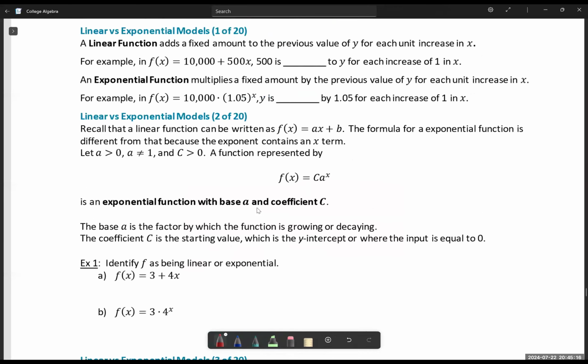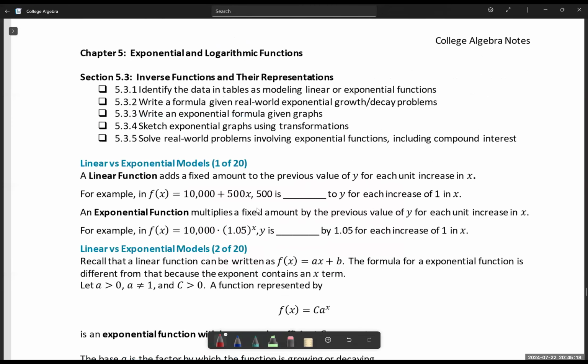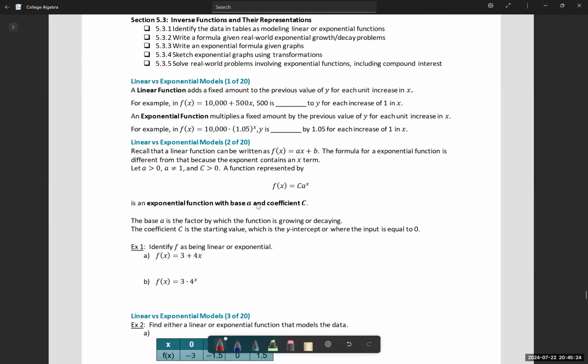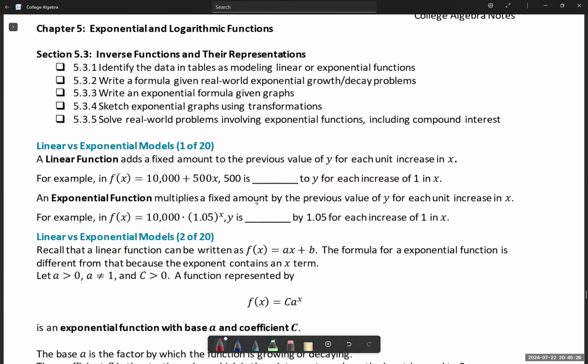So 5.3 is all about linear versus exponential and logarithmic. We're looking at defining new functions called exponential and logarithmic, but we're going to compare them to something you know very well, and those are linear functions.